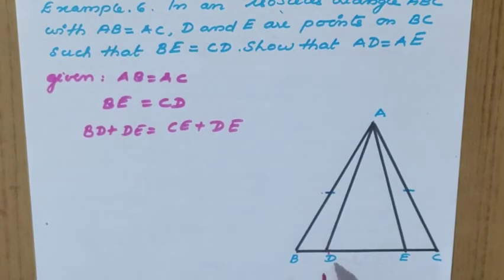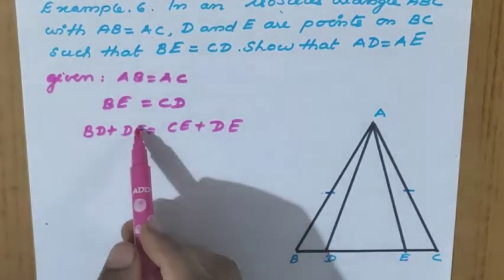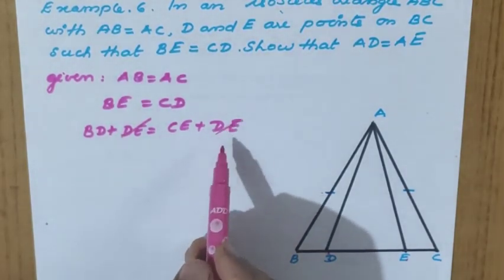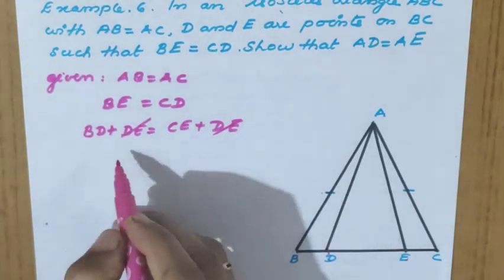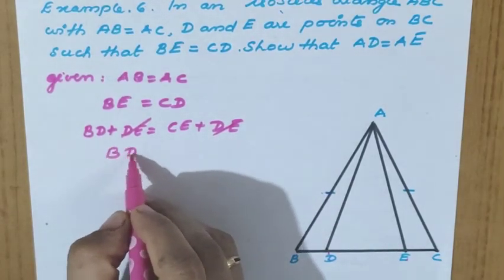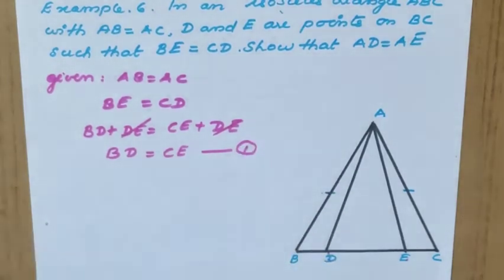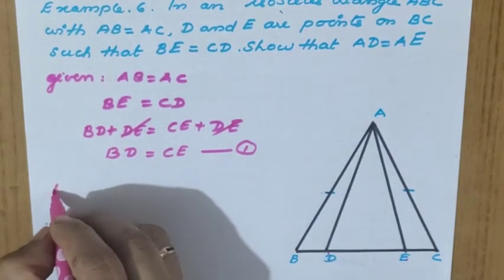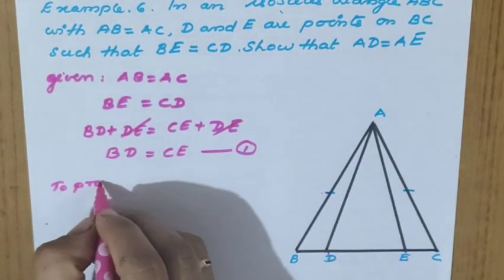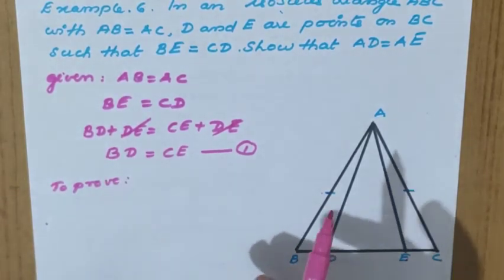Make it clear. BE equal to CD. So BE from the figure is BD plus DE. Similarly, CD means CE plus ED. So on both sides you can see that DE is common. So if you cancel DE, we can write BD equal to CE. That is equation number 1. What is to be proved?